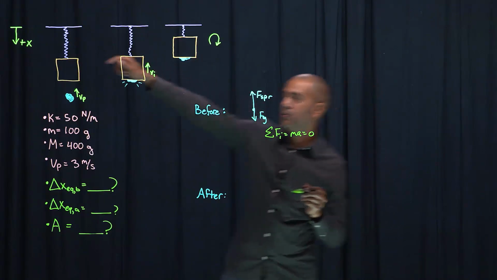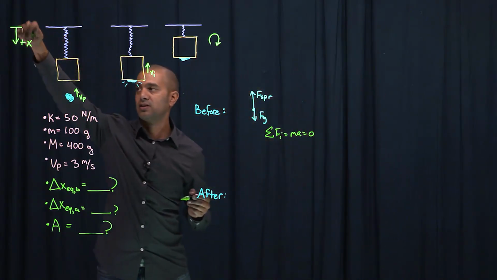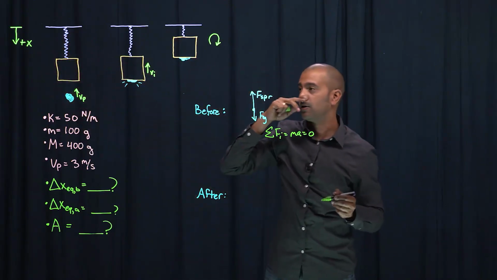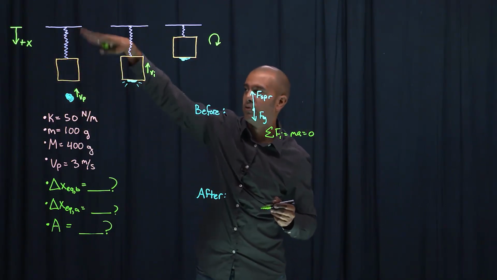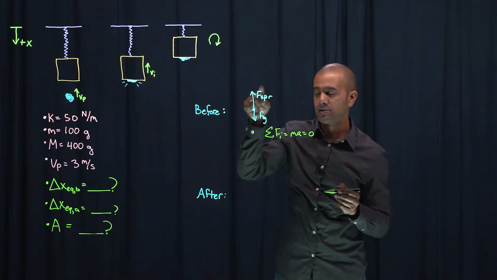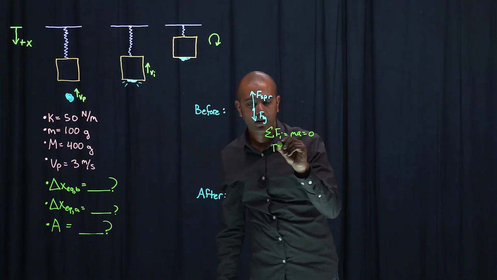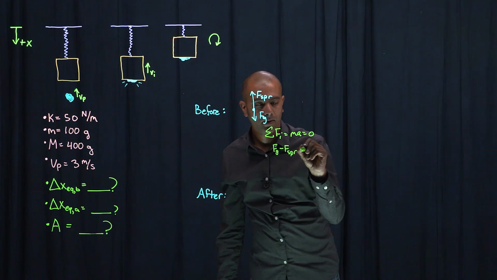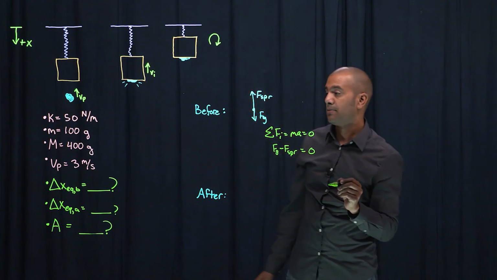If you notice here, I wrote that the positive x-axis points down. You can choose that however you want. I've just noted that in this way because we're only dealing with quantities that are over here. So this is a positive force. This is a negative force. So you have the weight minus the spring force equals 0. The weight is the mass times gravity.